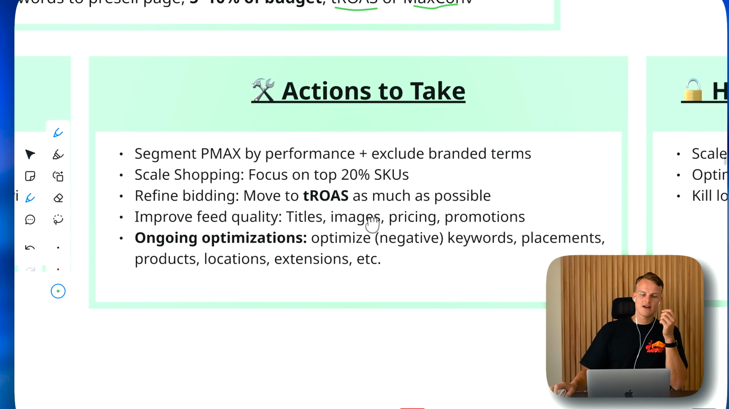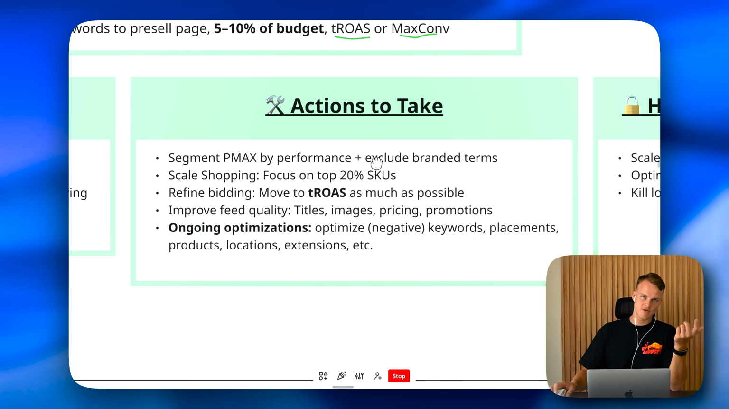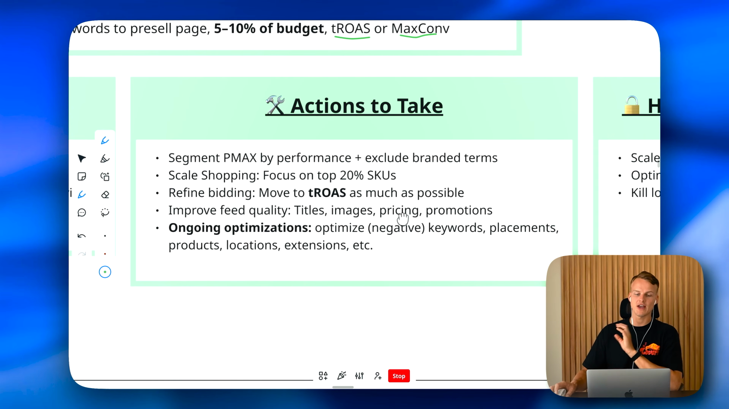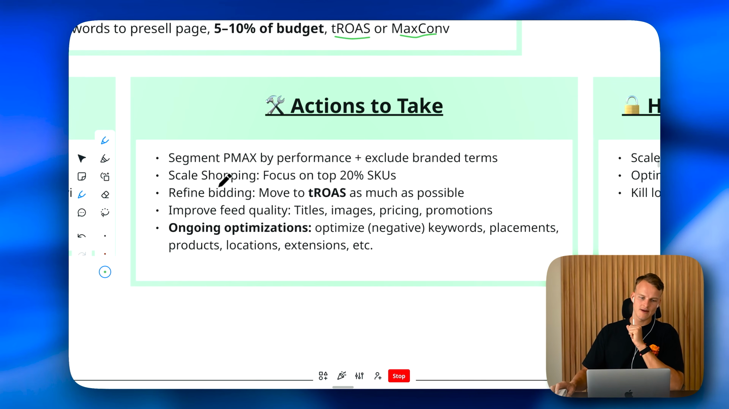The actions to take here are to segment Performance Max by performance and exclude branded terms, obviously. Scale shopping, focus on the top 20% SKUs to refine bidding, so move to target ROAS as much as possible, which is the smart bidding strategy. And then improve feed quality: titles, images, pricing, promotions, reviews, A/B test around with it, yeah? Ongoing optimizations here are optimize negative keywords, placements, products, locations, extensions, etc.